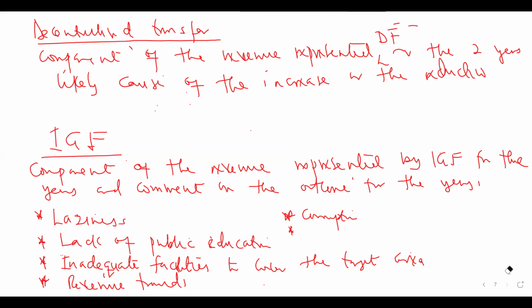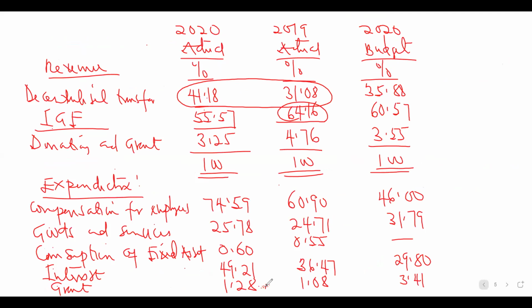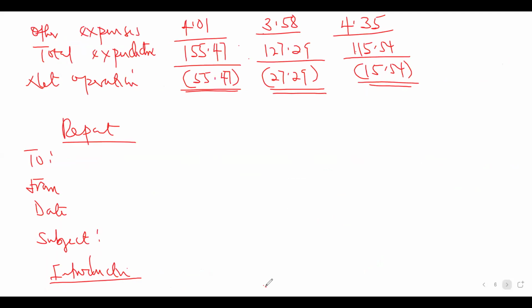So apart from this, you can also suggest how they can improve upon their IGF. After identifying this, you can make at least one or two recommendations to them on how they can improve their IGF collection. Okay. Then you will now go to the next one, which I'm sure will be grants and donation. Okay. So we have donation and grants.